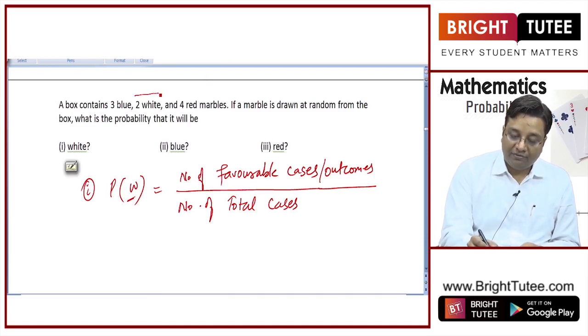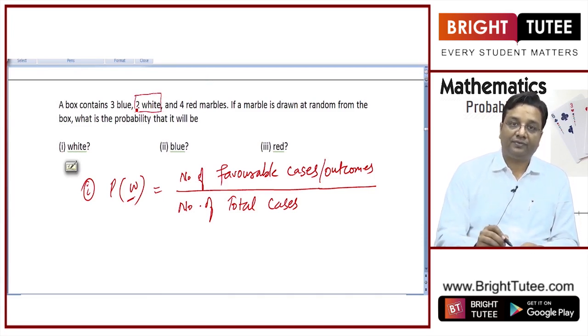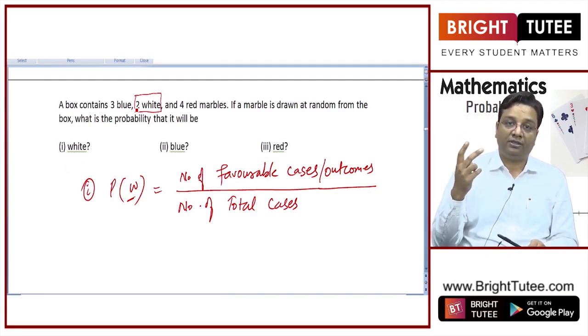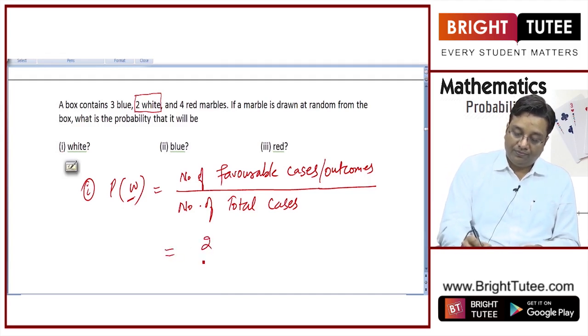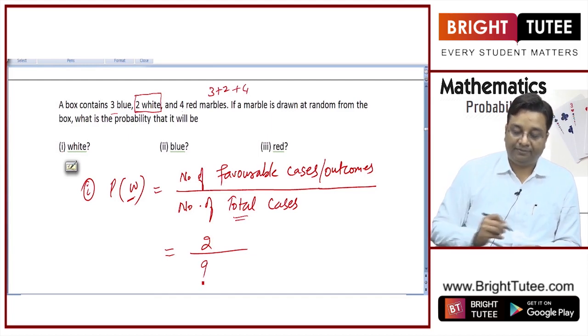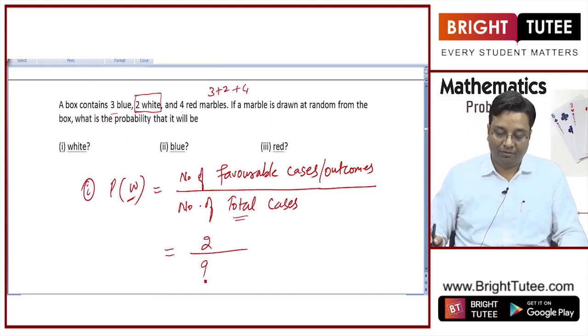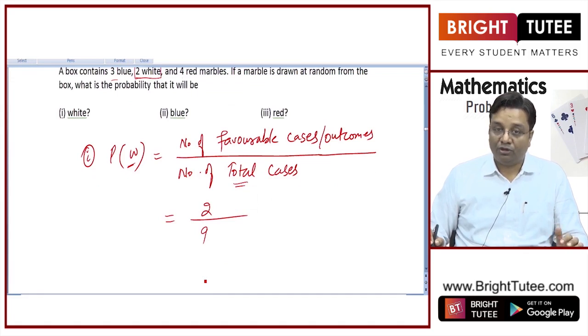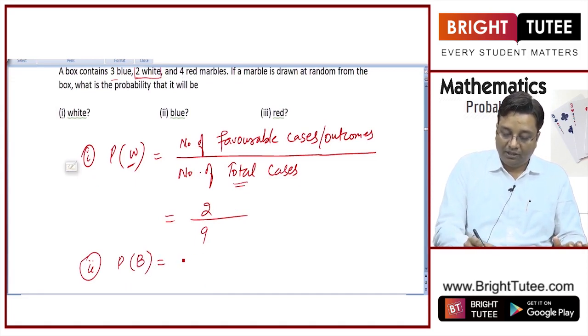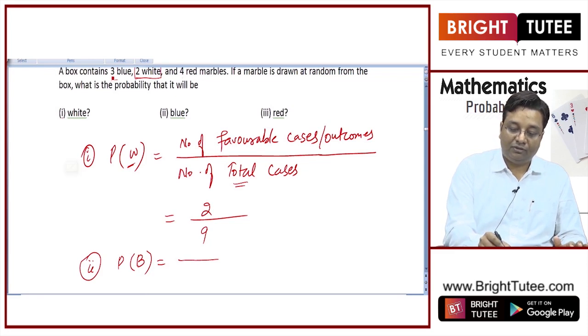these are our favorable cases, right. What is the number of favorable cases? We have got 2 white marbles, right. So, 2 is the number of favorable cases. The total number of cases is 3 plus 2 plus 4. So, what is 3 plus 2 plus 4? It is equal to 9. So, the probability of getting a white marble from this bag or box is 2 by 9. Second case, the probability of getting a blue marble. What is the total number of favorable cases in the case of blue marbles? 3.